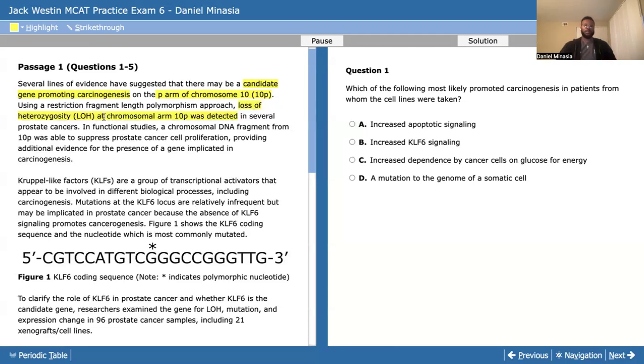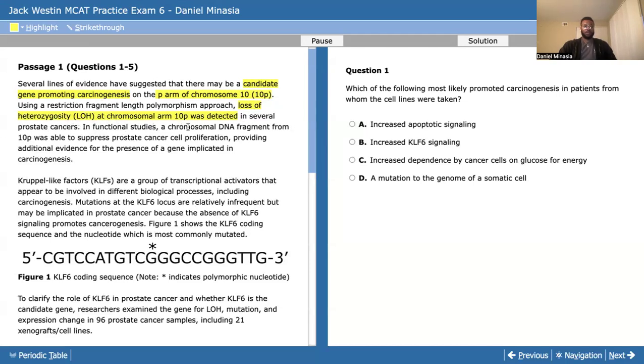And remember, guys, from your cell biology or genetics, what is the opposite of heterozygosity? Homozygosity. So this candidate gene that's promoting carcinogenesis on the short arm of chromosome 10 is showing signs that it's losing heterozygosity at its gene loci, okay? All right, so now, detected in several prostate cancers. Prostate cancer is what we're using for our case studies.